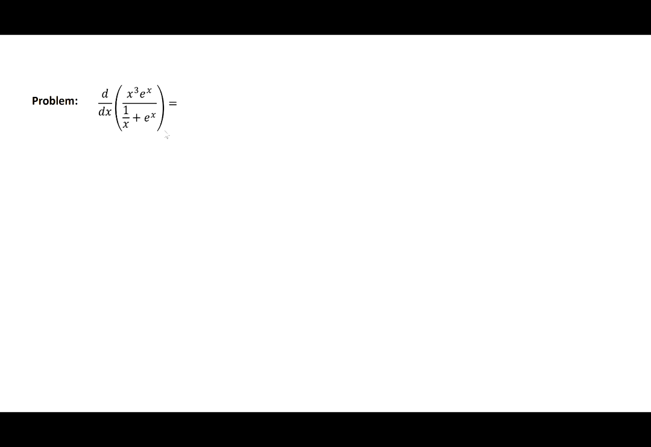Any idea what that should be? What am I asking? What's the derivative of x cube e to the x? Do not say derivative of x cube times derivative of e to the x. That would be an egregious blunder. We have to apply product rule. That is, first function x cube times the derivative of the second function e to the x, plus second function e to the x times the derivative of the first function.